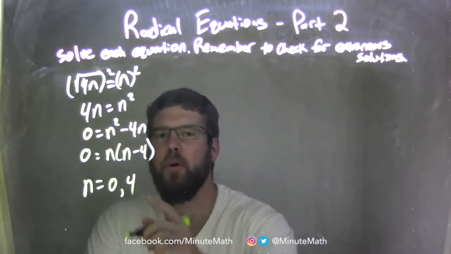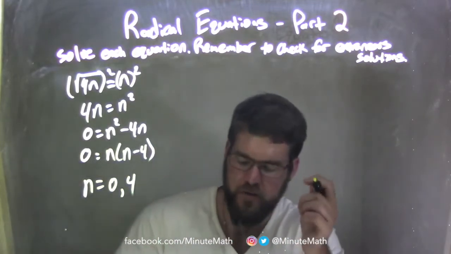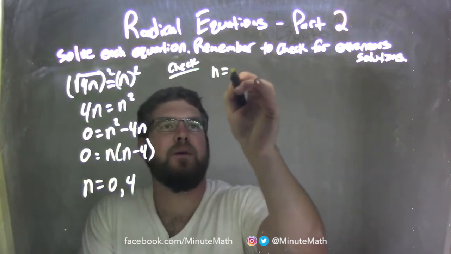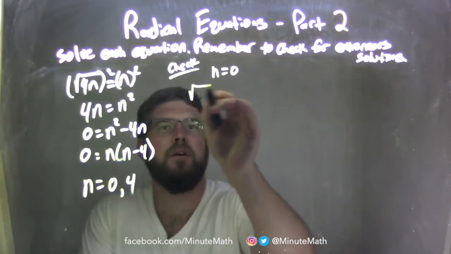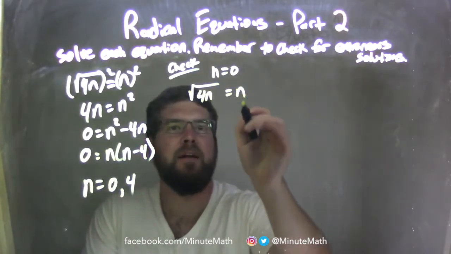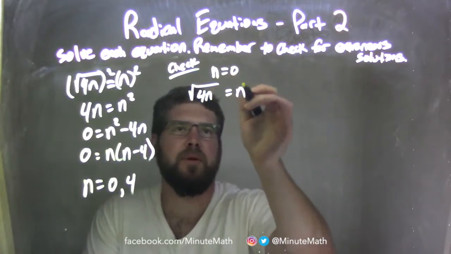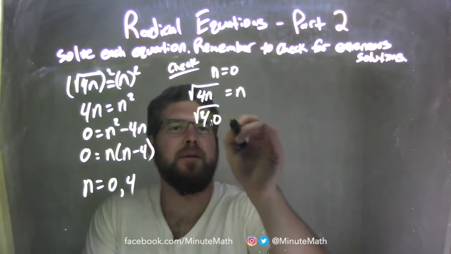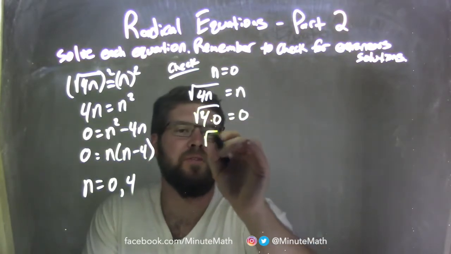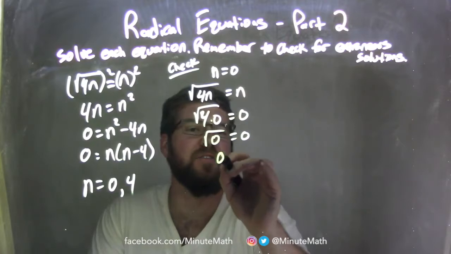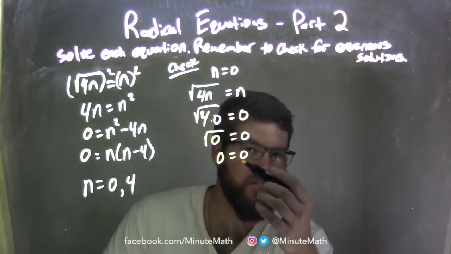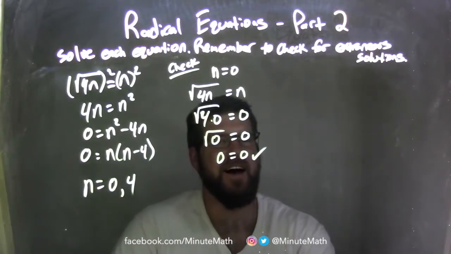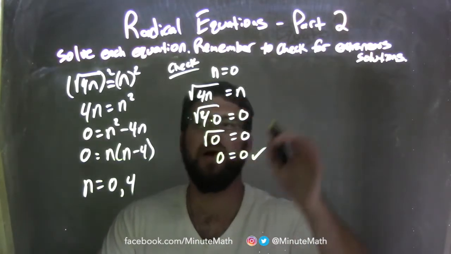So I need to check both those answers to see if they're real or extraneous. So let's go to our check here. What's the first one with n equals 0? My equation, square root of 4n equals n. Let's plug 0 in for n. So I have 4 times 0 here equals 0. 4 times 0 is 0. Fantastic. 0 does, in fact, equal 0, right? Square root of 0 is 0. Good. So 0 is a true solution. Fantastic. Not extraneous.